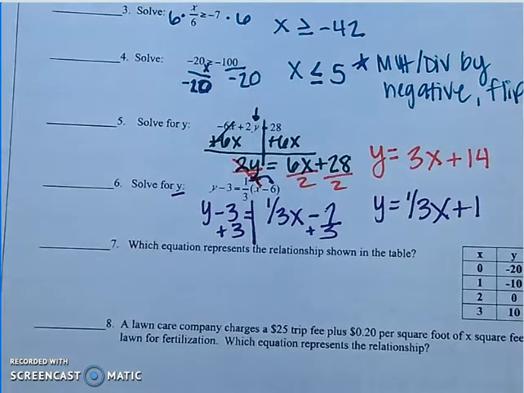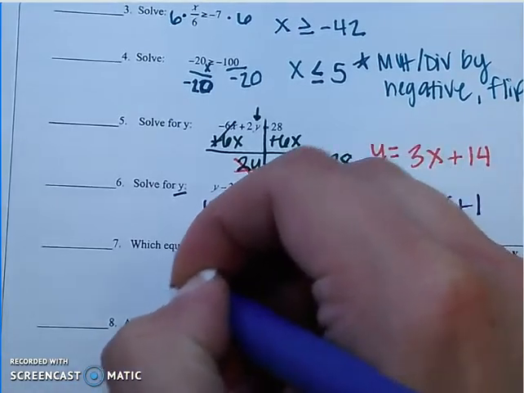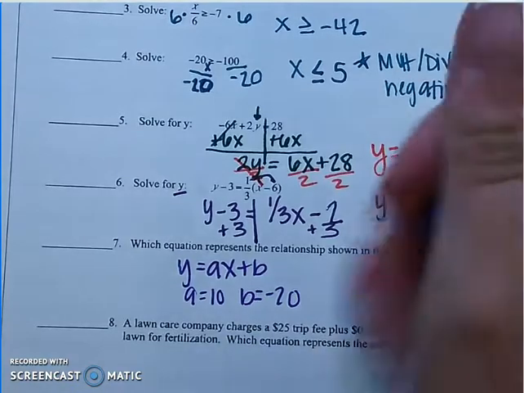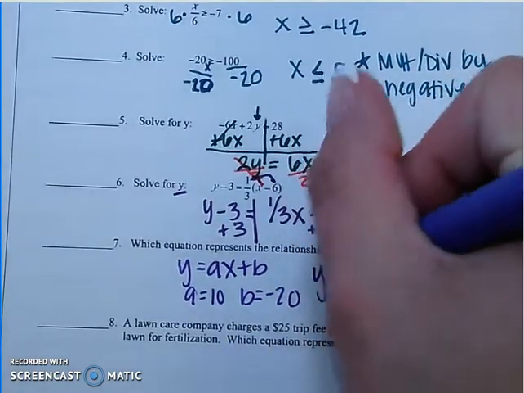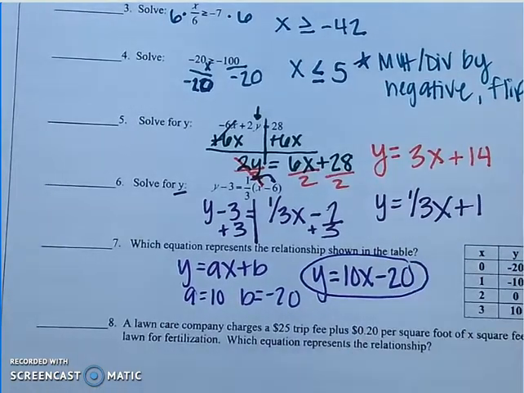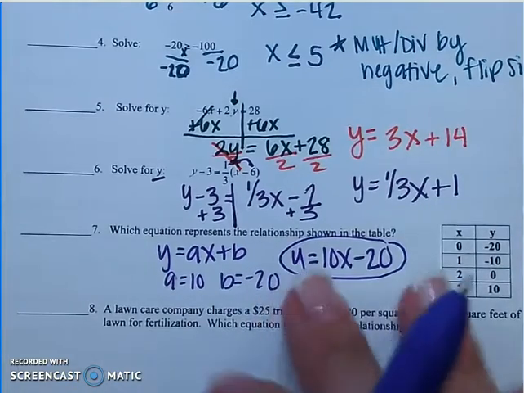So if we had y equals ax plus b, but a was 10 and b was negative 20, that's what my calculator showed me. Your answer has to be 10x minus 20. This is the correct equation for this representation of this table. This is a linear function.